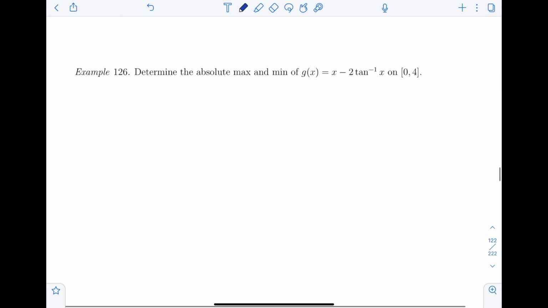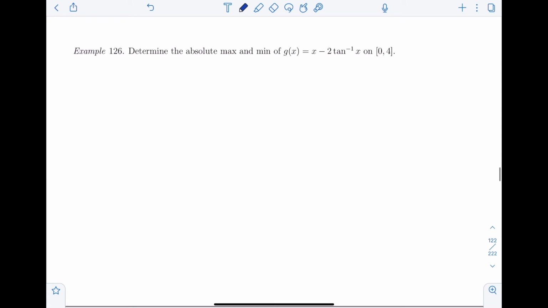One more here. Determine the absolute max and min of x minus 2 arctan x on the interval 0 to 4. Okay. Well, we have to make sure we remember what the derivative of arctan is, so we can go look that up if we don't know. Is it continuous on 0 to 4? And the answer is, yeah, arctan is continuous for everything. So we're good to go there.